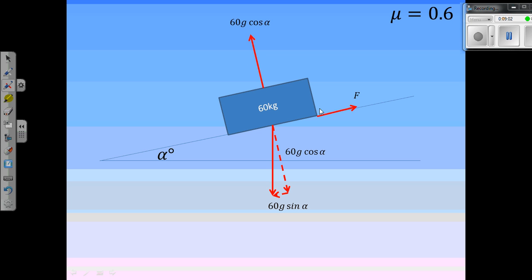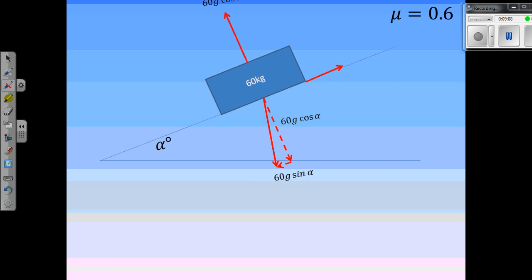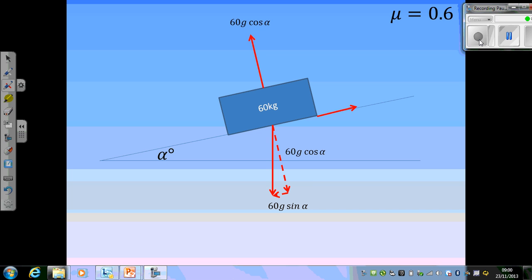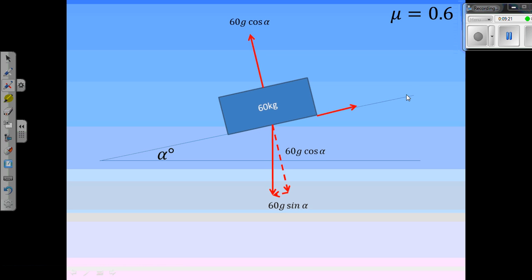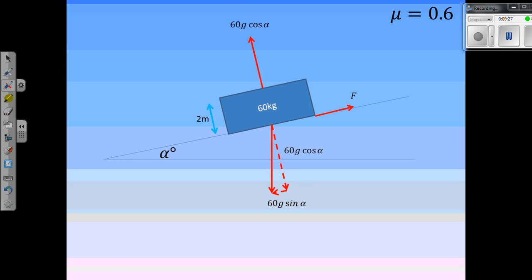vertical motion, and we're going to have a frictional force because the object's going to be sliding down. The idea is that we're going to increase the angle, and we're going to see what happens to this object. Will it slide? What angle will it slide? What angle will it topple? Now it's 2 meters high.